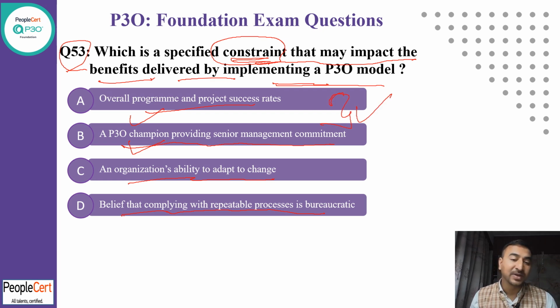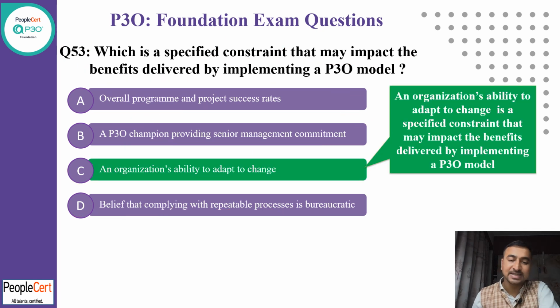It's required for you to implement. The organization's ability to adapt the change might be the constraint, because if your organization is not able to adapt the change, it may be challenging, a fiasco that is not able to deliver. And the belief that complying with a repeatable process is bureaucratic, yes, that is a thing, but out of C and D, C seems to be the most correct answer. Yes, that is. An organization's ability to adapt the change is a specified constraint that may impact the benefit delivery by implementing a P3O model.